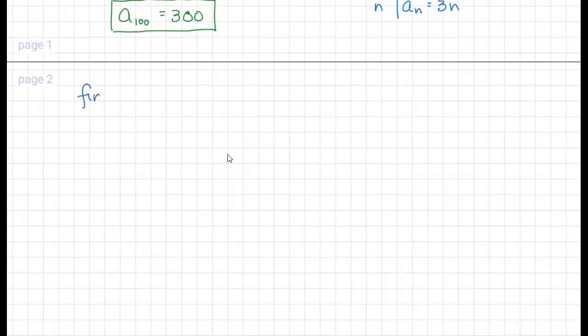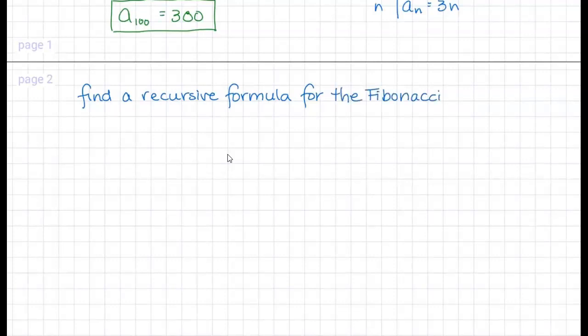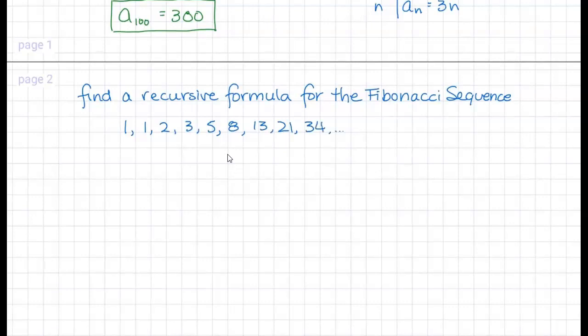So let's find a recursive formula for the Fibonacci sequence. Let's just write it down here: 1, 1, 2, 3, 5, 8, 13, 21, 34, and so on. If you tried to write an explicit rule, this one's really complicated. In fact, I can't remember what it is. You can Google it. It's not easy to see the explicit rule. If I wanted to know the 100th term of the Fibonacci sequence, I'd have to go and do this pattern 100 times. That would be really tedious.